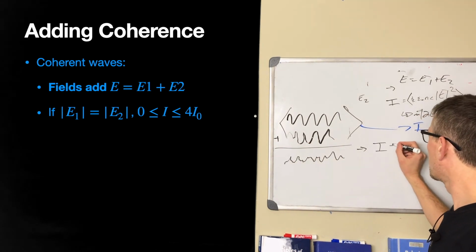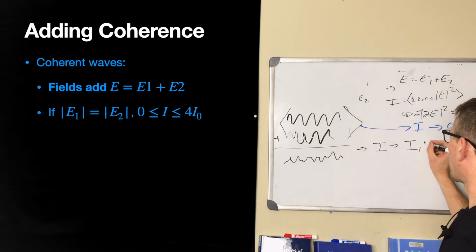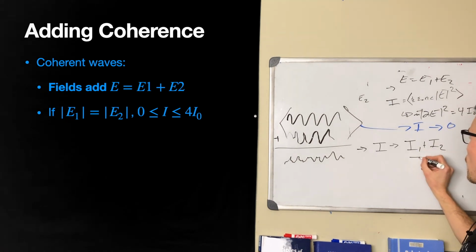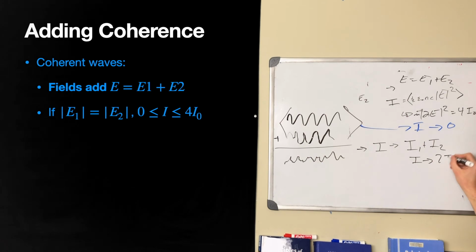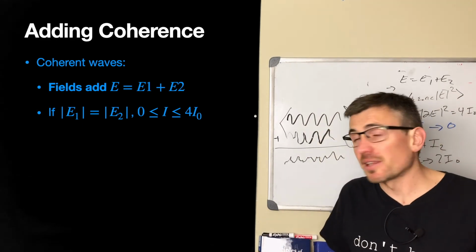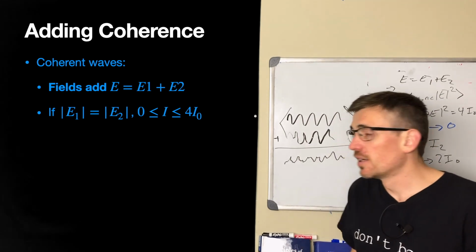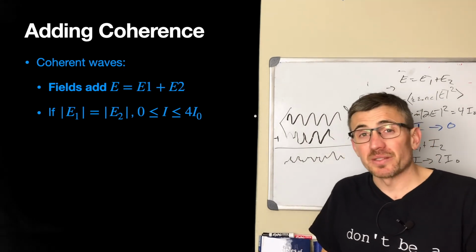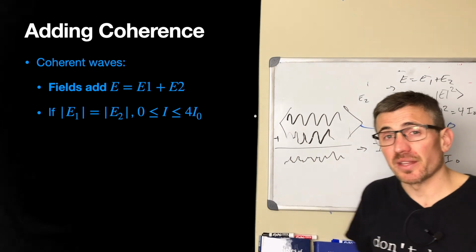We're just going to get I will always go to I1 plus I2. So if they're equal, I will go to 2I naught. Okay? So this is something we're going to mathematically prove next week, but it's just something I wanted to talk about. Next week we're going to actually look at interferometers, which can actually measure this.